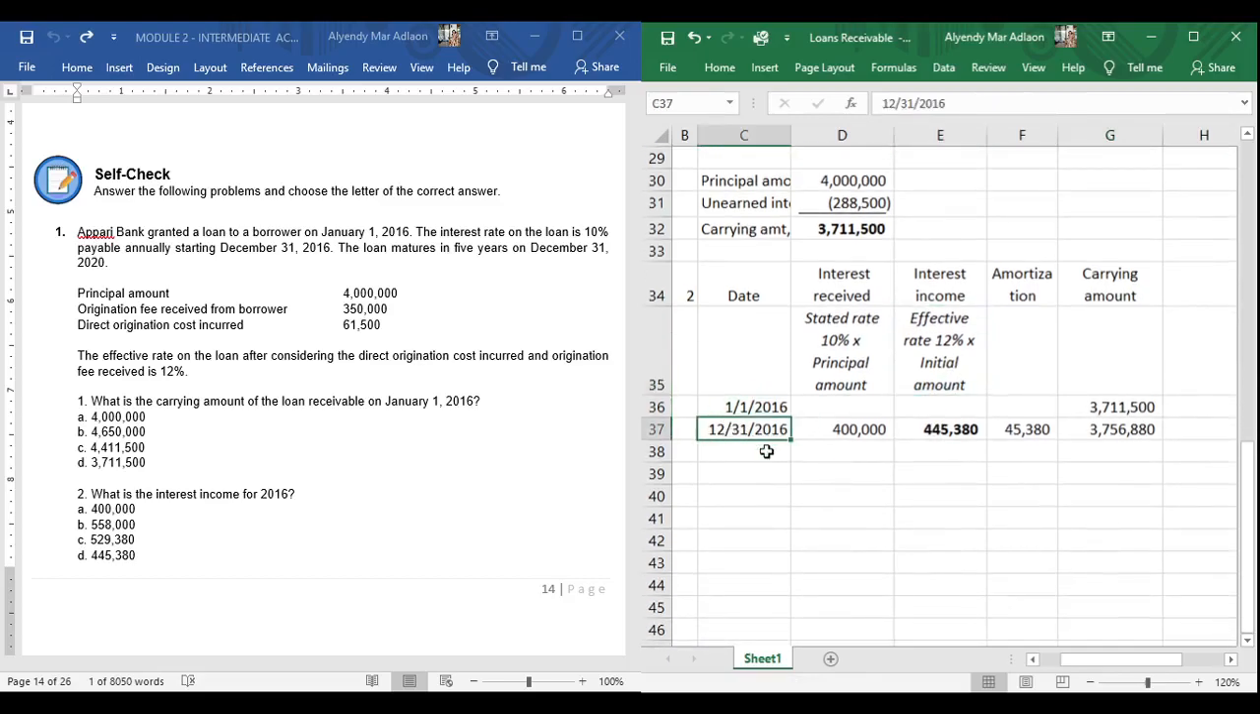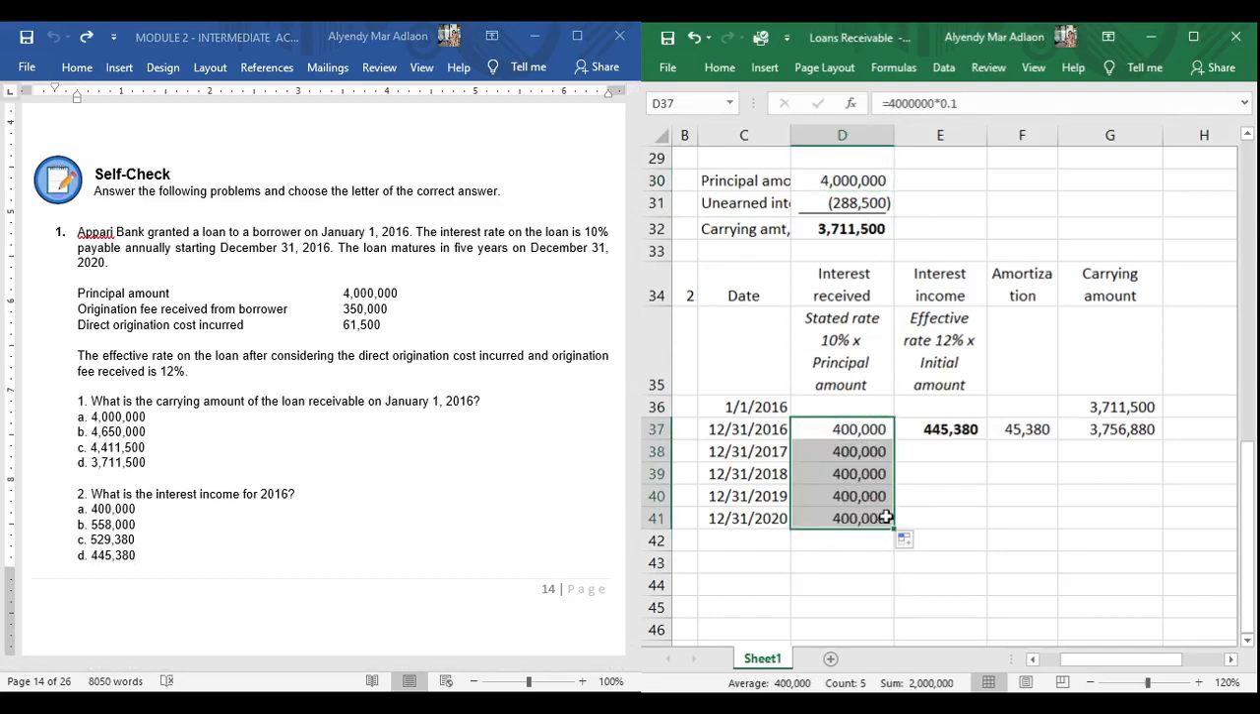Now, how about for the succeeding years, class? For the succeeding years, December 31, 2017, it is 5 years, so 1, 2, 3, 4, 5. Take note, our principal amount does not change. It is always 4 million. Since it will only be paid after 5 years, the interest received is always 400,000. But the interest income is no longer always 445,380, because the basis differs. The carrying amount differs every year, so the interest income differs.